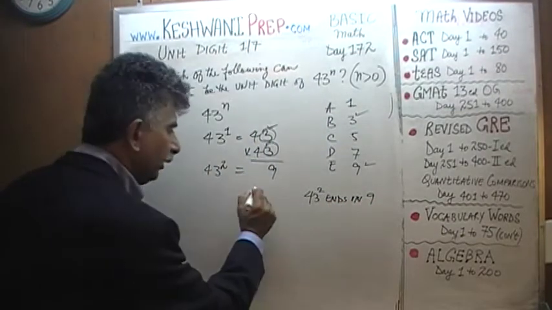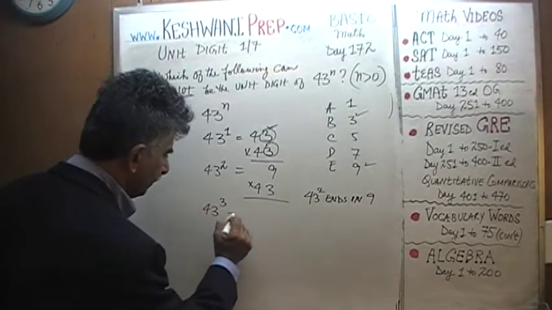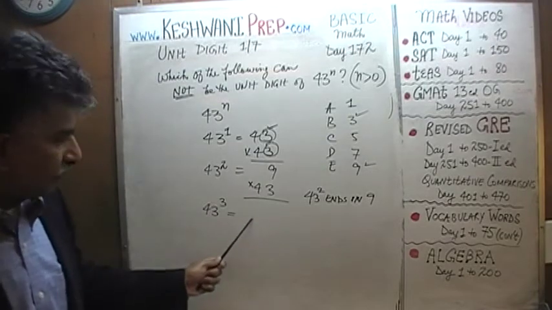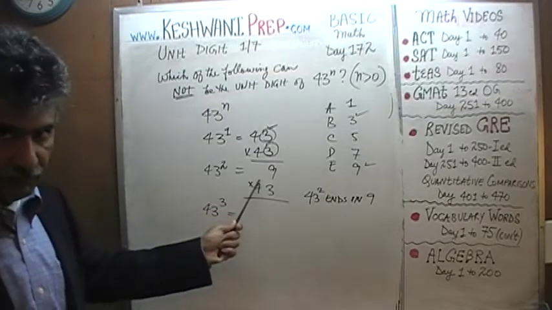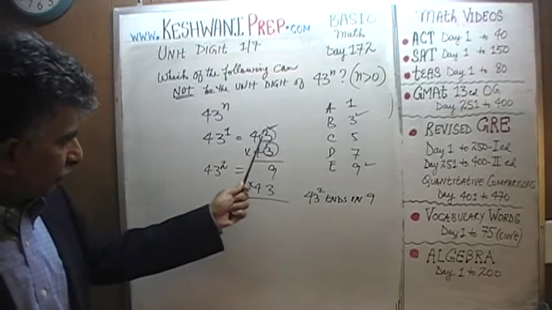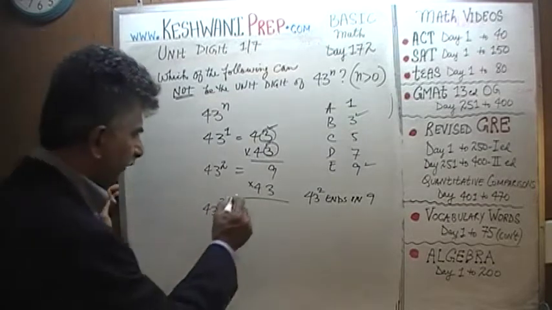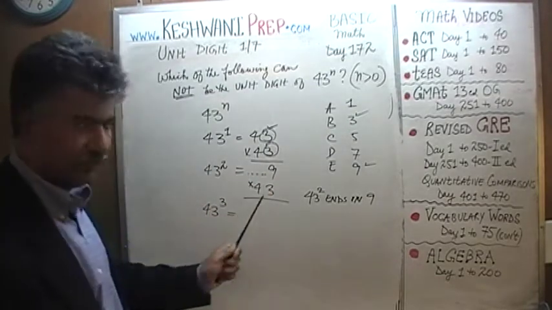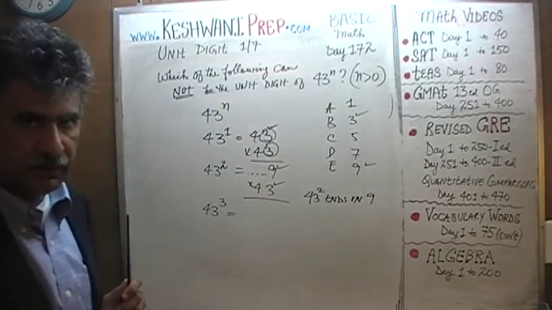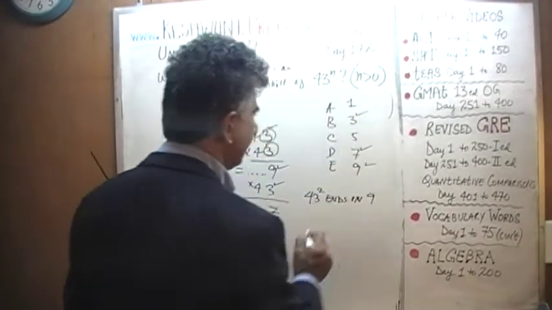I'm going to pick up speed now. If we multiply by 43 one more time, we end up with 43 cubed. And what do you suppose 43 cubed is going to end in? Whatever this quantity is, which we didn't write down, we only wrote down the unit digit. But this quantity, 43 times 43, ends in a 9. If you multiply that quantity, whatever it is, times 43, it should end in 9 times 3, which is 27. It will end in a 7. So it is possible for it to end in a 7.